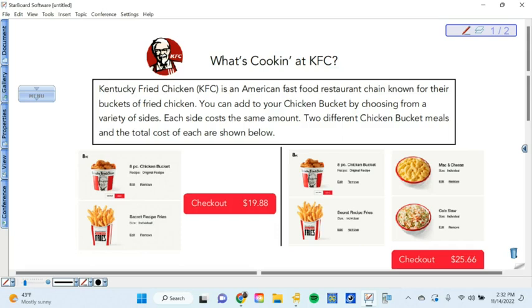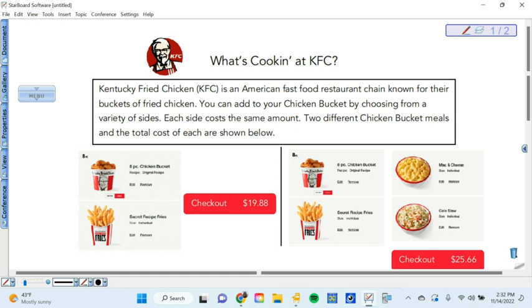Dylan's got it. Kentucky Fried Chicken is America's fast food restaurant chain known for its wonderful fried chicken. You can add to your chicken bucket by choosing from a variety of sides. Each side costs the same amount. Two different chicken bucket meals and total costs are shown below.